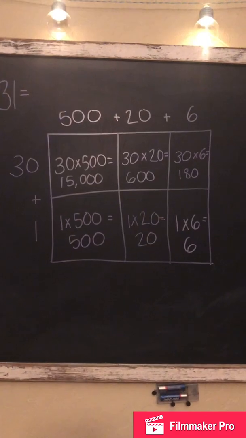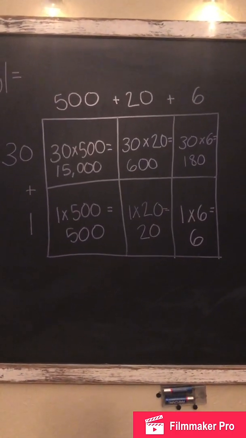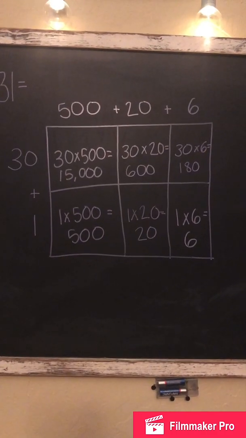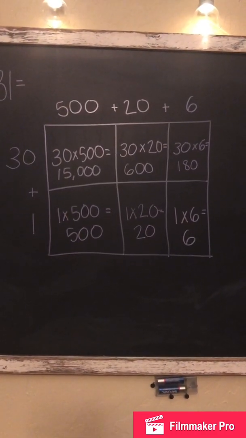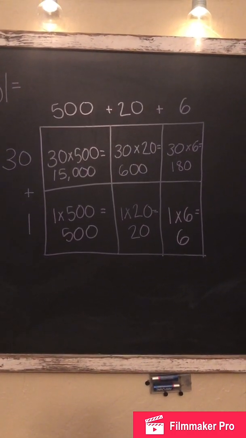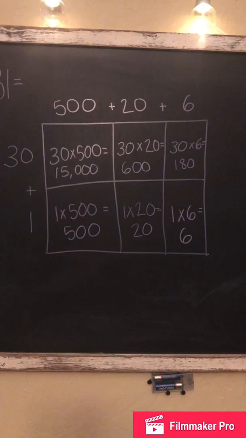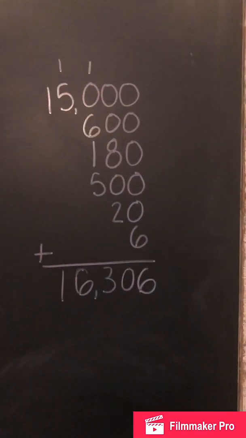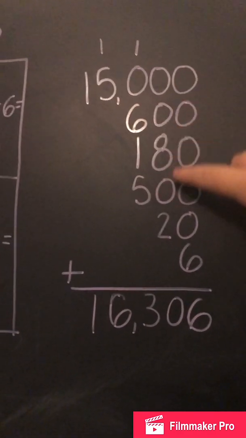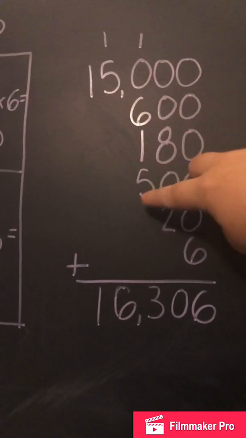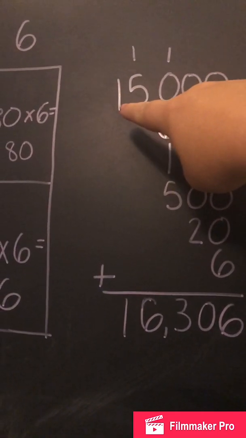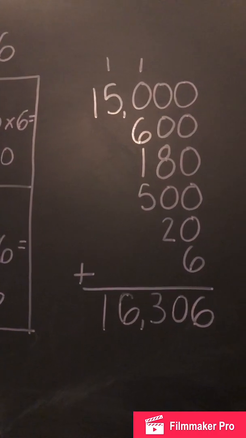My last step is to add all the answers in the boxes. That is 15,000, 600, 180, 500, 20, and 6. I'm going to add all these answers to get my final product. I added all of these numbers together. I made sure that all my ones were lined up, all my tens were lined up, all my hundreds were lined up, all my thousands were lined up, and all my 10,000s were lined up.